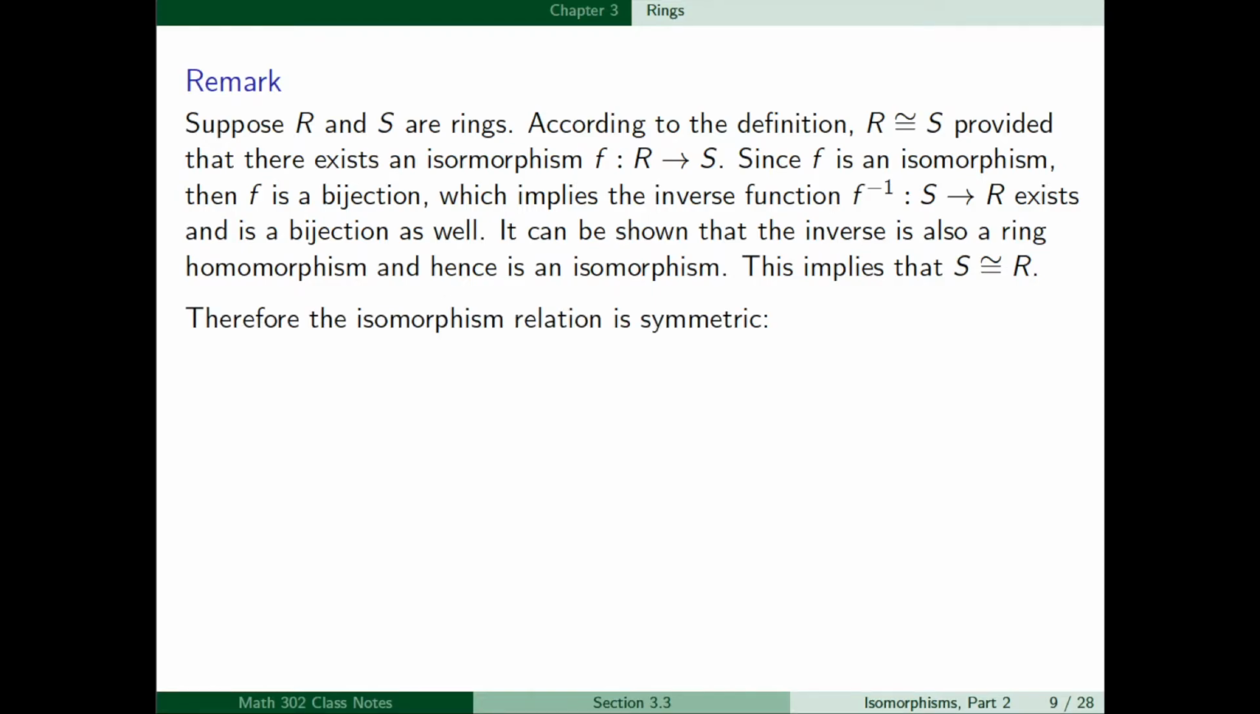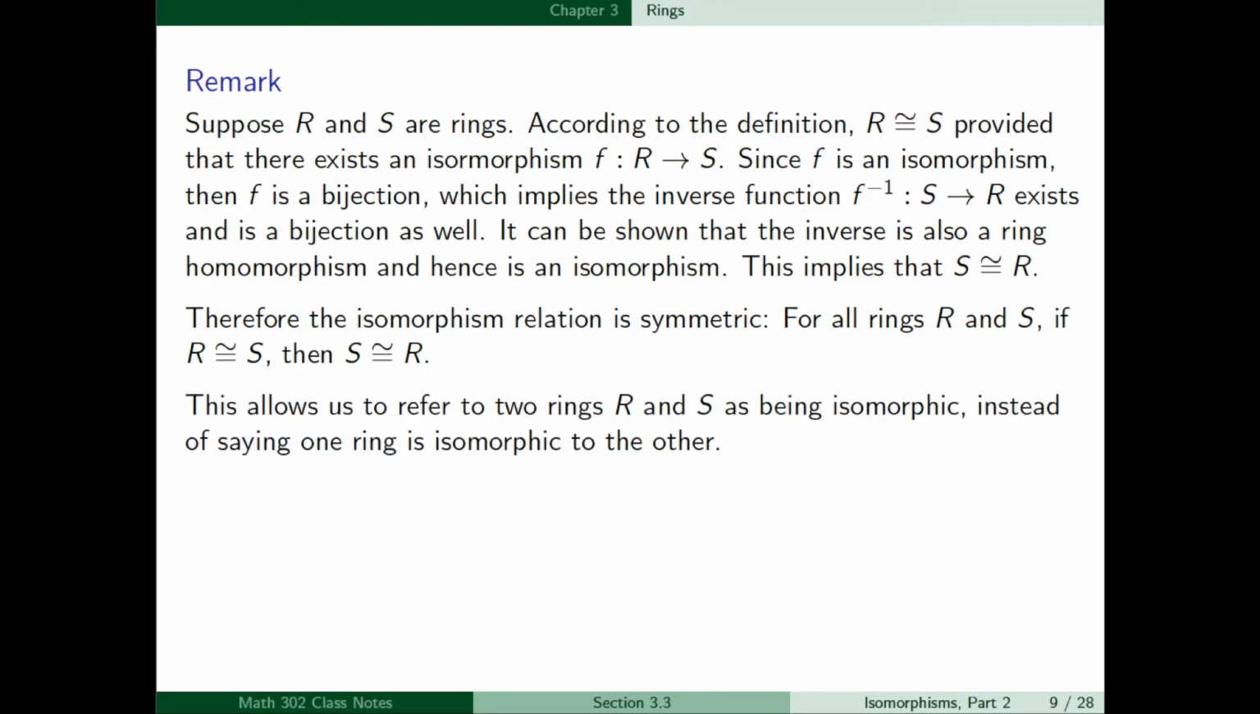So therefore, the isomorphism relation is symmetric. For all rings R and S, if R is isomorphic to S, then S is isomorphic to R. This allows us to refer to two rings R and S as being isomorphic instead of saying one ring is isomorphic to the other.